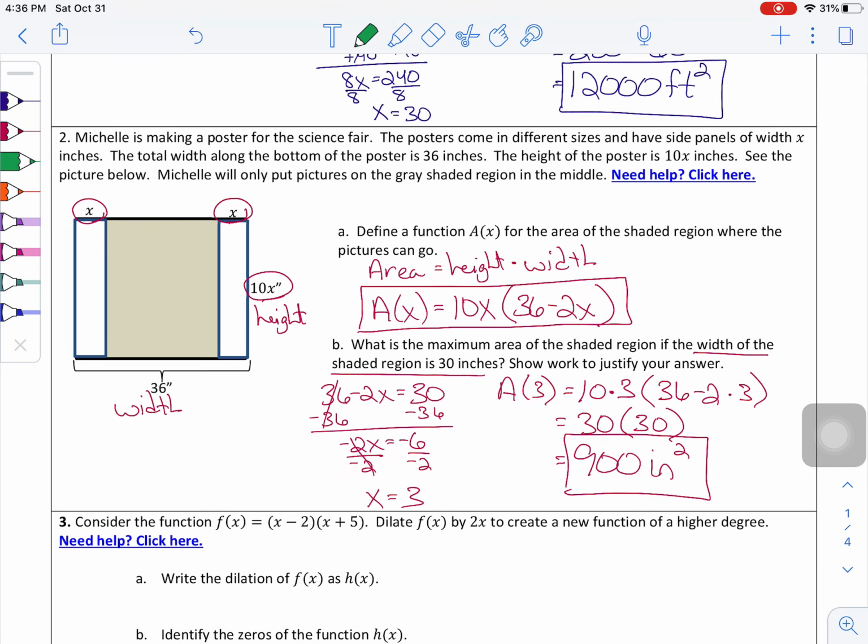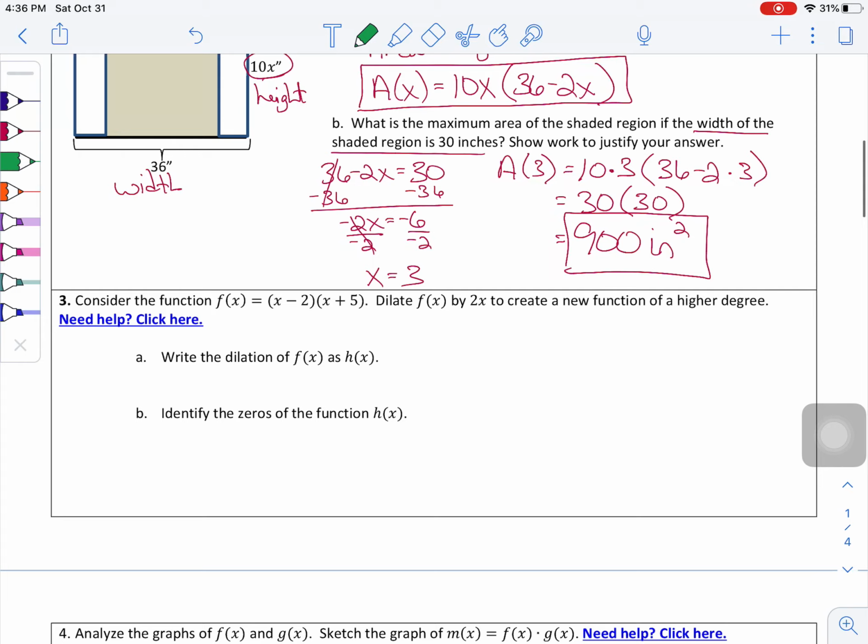All right, so I'm going to go ahead and slide on down to problem number 3, and that'll be the last part for this particular video. All right, so let's see what we got. We have a function f of x, and f of x is equal to x minus 2 times x plus 5. And our directions say to dilate f of x by 2x. Now, if you've not heard the term dilation before in mathematics, this is basically telling you to multiply. Okay, so we want to take the entire f of x function and multiply it, in this case, by 2x.